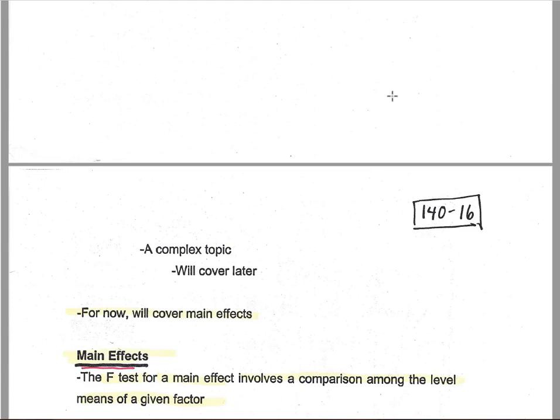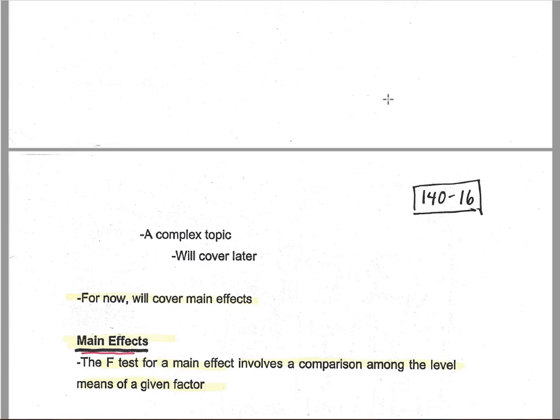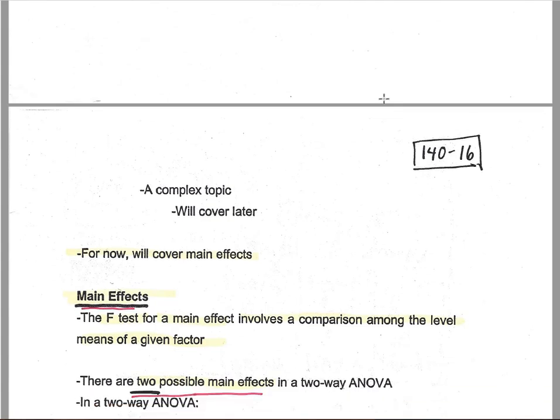Main effects. The F-test for a main effect involves a comparison among the level means of a given factor. Remember I said earlier, a main effect in two-way ANOVA is essentially the same thing as a treatment effect in one-way ANOVA. Complicating matters is the fact that there are actually two possible main effects in a two-way ANOVA. Remember, we have two factors, two independent variables, in a two-way ANOVA. That means there are two main effects that are possible.